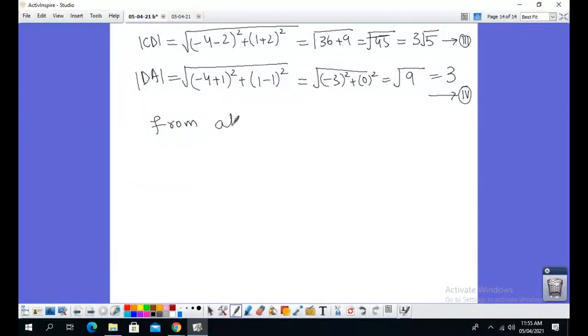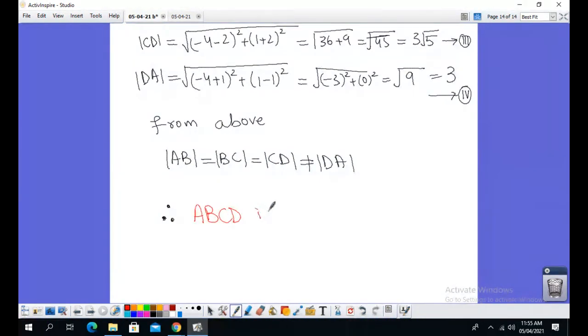From above, we see that AB is equal to BC and BC is equal to CD, but CD is not equal to DA. That is, AB is not equal to DA. All the sides are not equal. Therefore, what can we say here? We can say that ABCD does not form a square, because all sides are not equal.